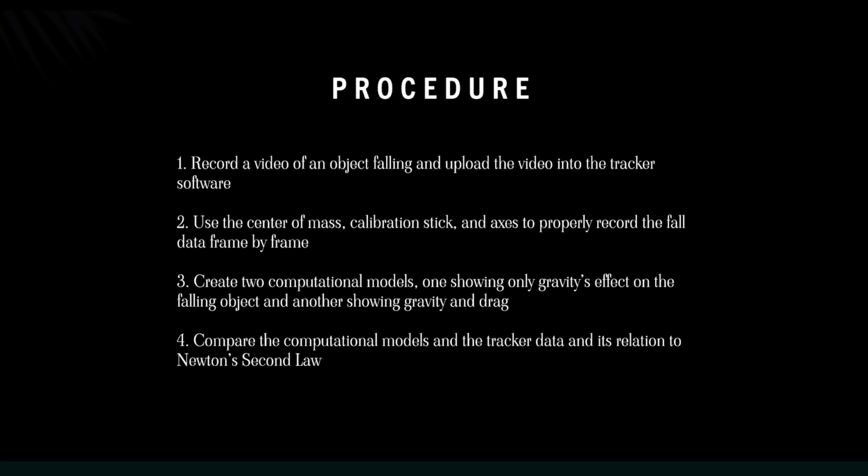Now, the procedure to observe this is: 1. Record a video of an object falling and upload the video into the tracker software. 2. Use the center of mass, calibration stick, and axis to properly record the fall data frame by frame. 3. Create two computational models, one showing only gravity's effects on the falling object, and another showing gravity and drag using the code. And 4. Compare the computational models and the tracker data in relation to Newton's second law.